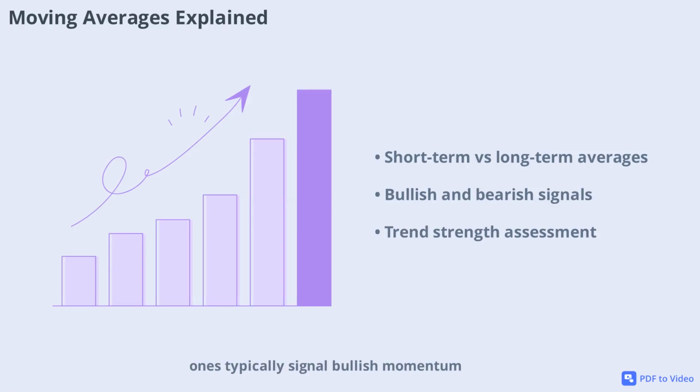Short-term averages above long-term ones typically signal bullish momentum, while the opposite can indicate bearishness. By comparing these averages, traders can gauge the current trend's strength and potential reversals. Let's break down what these moving averages are telling us about MU's current trajectory.